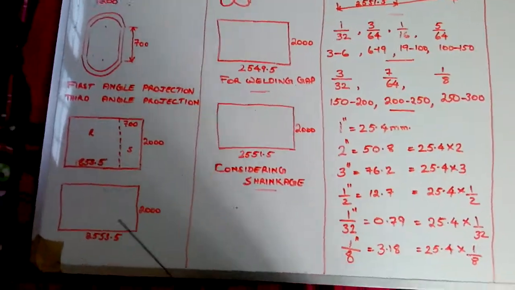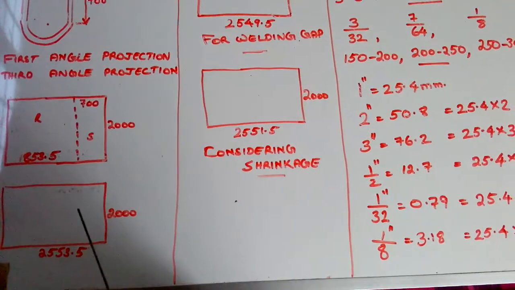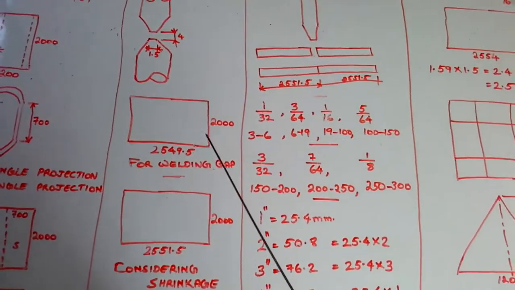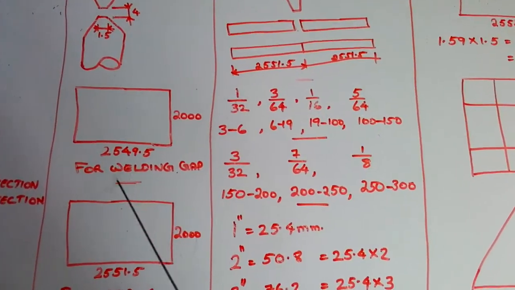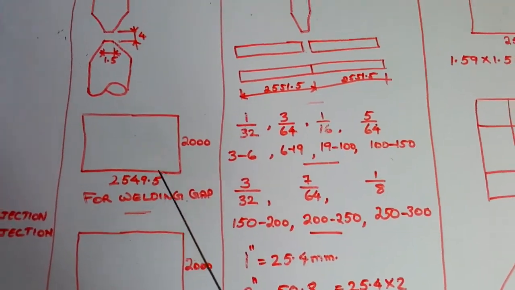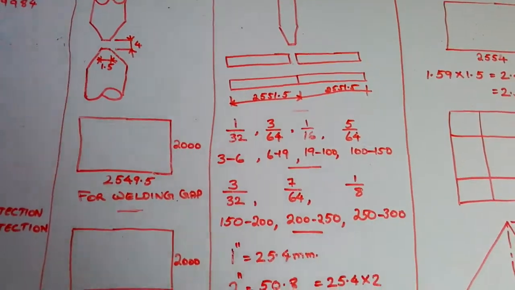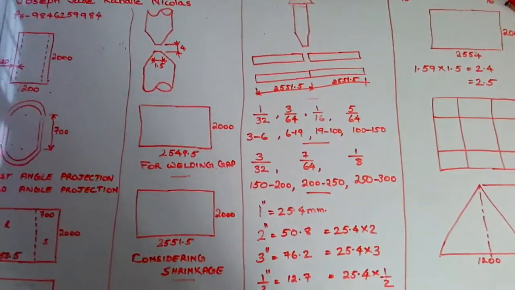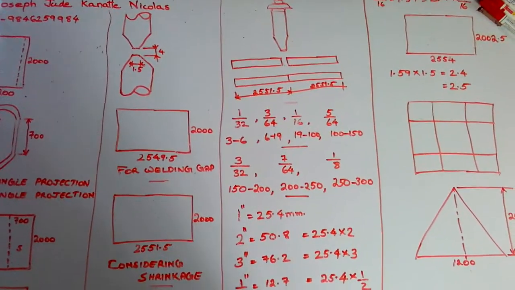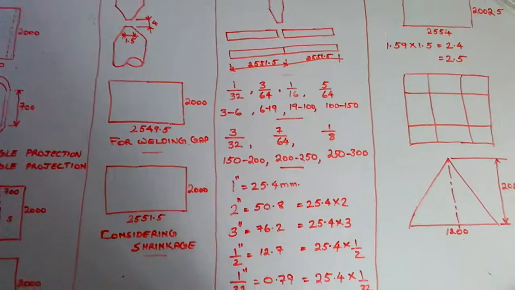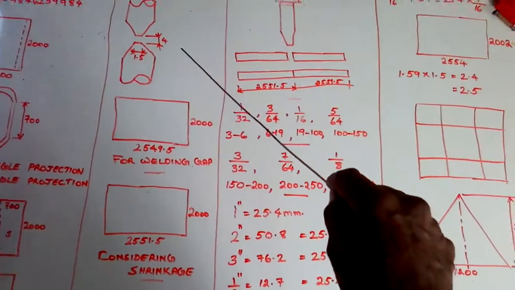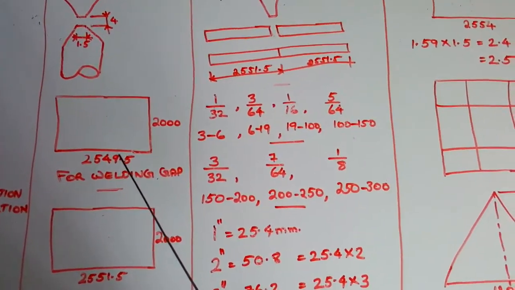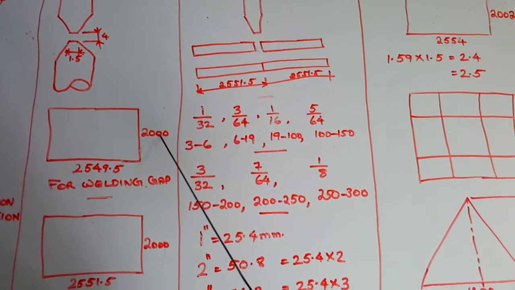It means if we shouldn't take 2553.5, instead of that we will have to decrease 4 mm for the welding gap, for welding penetration. In another building specification, it may be 5 mm, sometimes it may be 3 mm. According to that welding specification, you have to give the proper measurement. Here it is 4 mm, so we have decreased 4 mm from here. So it has become 2549.5. Here 2000 remains 2000.